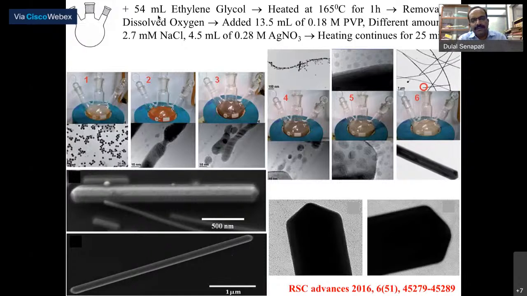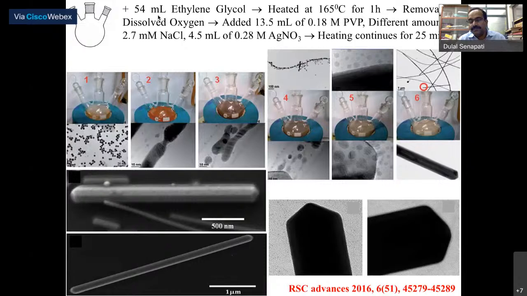So here we took 54 milliliters of ethylene glycol and heated it at 165 degrees centigrade. Why do we heat it? Just to remove all the air trapped inside the ethylene glycol. So all the water as well as air is removed before starting the reaction. Then, after removal of this dissolved oxygen, we immediately add 13.5 milliliters of 0.18 molar polyvinyl pyrrolidone.